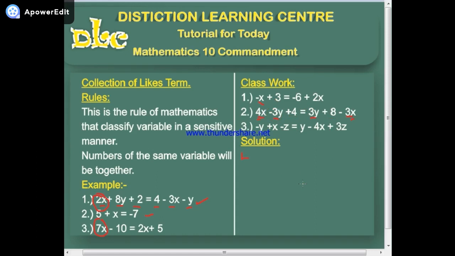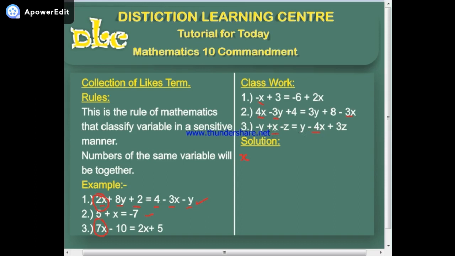So now let's move to the next question. The question is: x minus y minus z equals y minus 4x plus 3z. So let's gather it together. Let's first gather x together. That is x and minus 4x. So we write x.